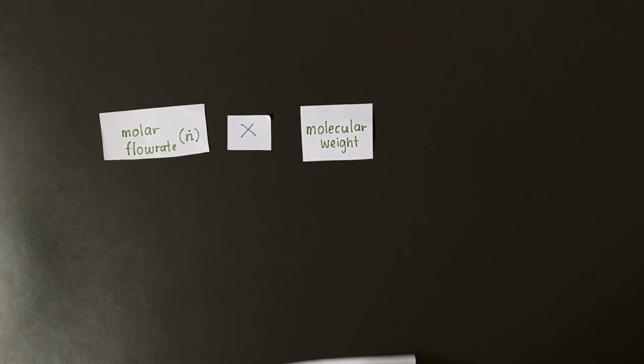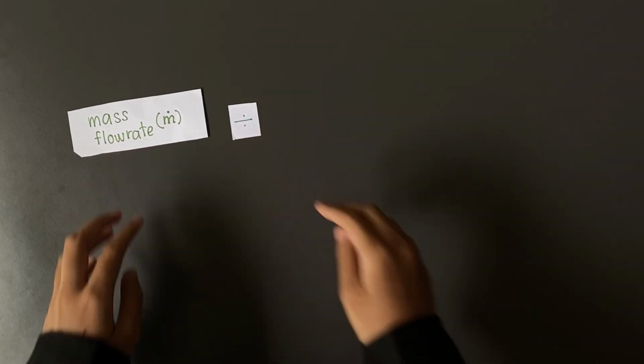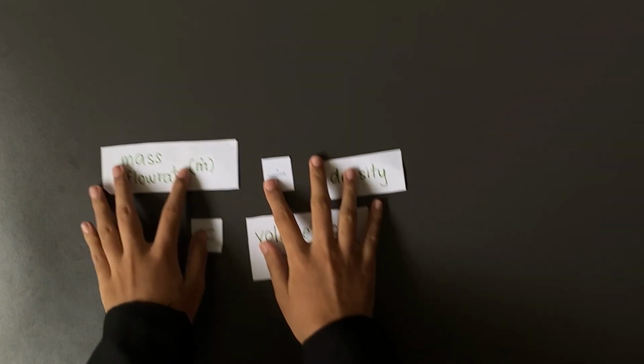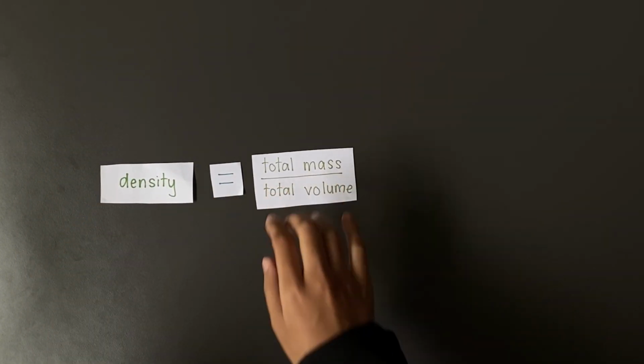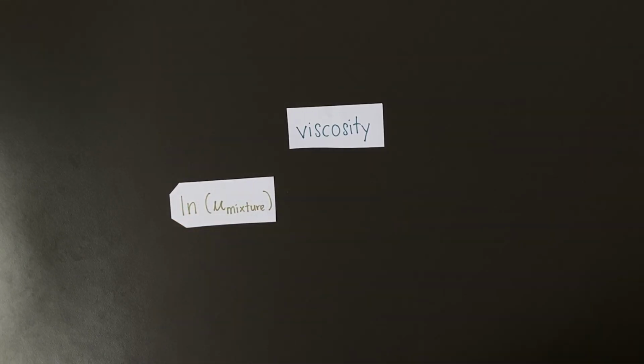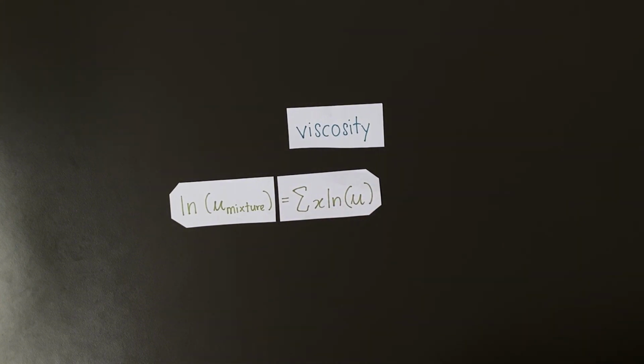We multiply the provided molar flow rate with the molecular weight of each component to get the mass flow rate. Next, we divide the mass flow rate by the density to get the volumetric flow rate. For the density of the flow, we use the formula density equals total mass over total volume. Lastly, to calculate the absolute viscosity, our mixture's viscosity is equal to the summation of the mole fraction of components multiplied by the viscosity of the component.